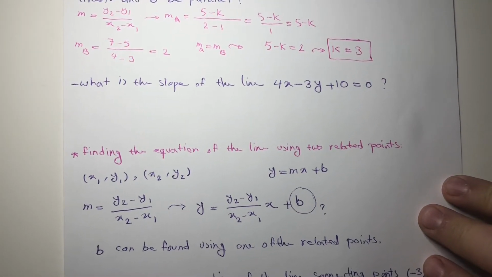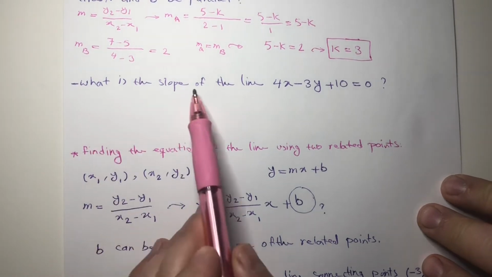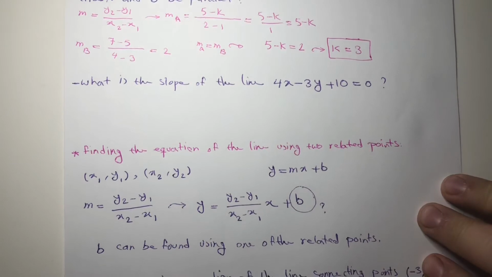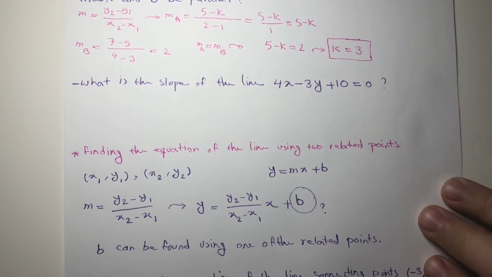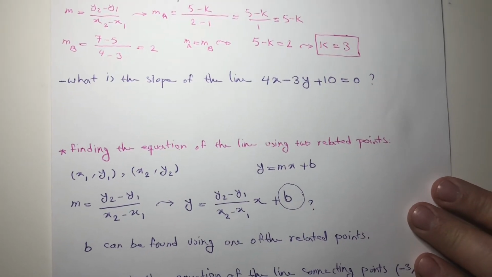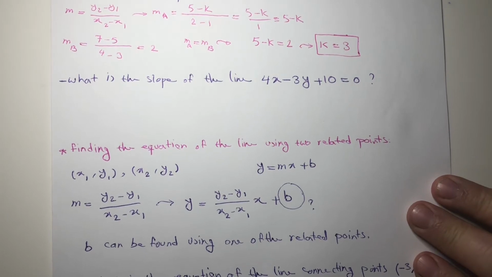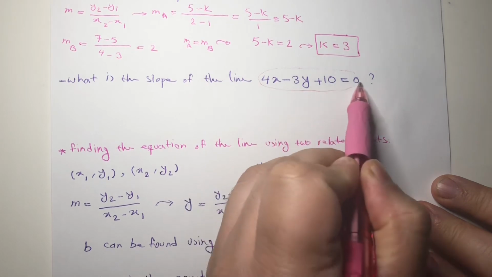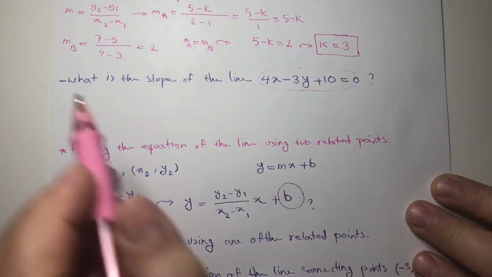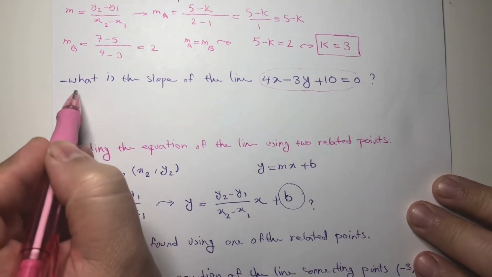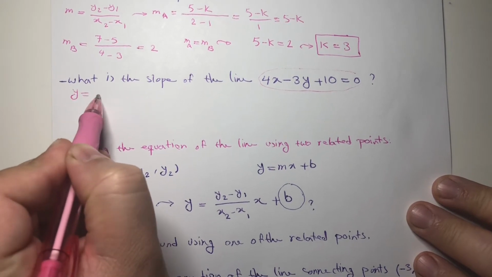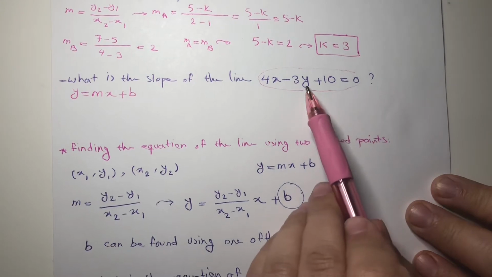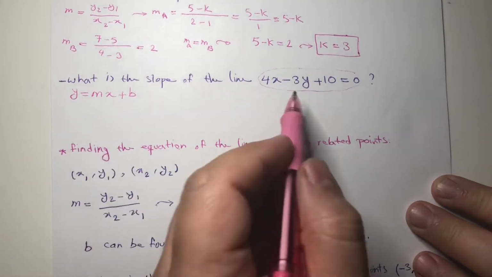Let's look at the second question. What is the slope of the line given with this equation? From the previous videos, you remember that in order to find the slope, we have to transform this equation to the standard line equation. What is the standard line equation? The standard line equation is in the form of y equals mx plus b, right? So we have to find y in terms of x.